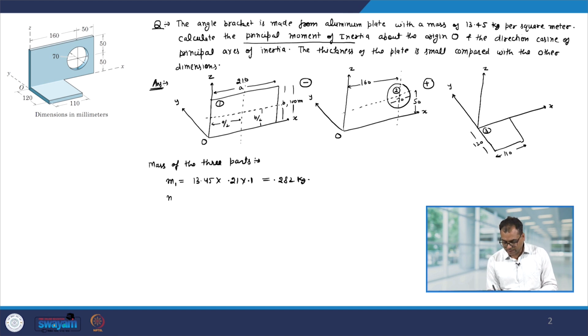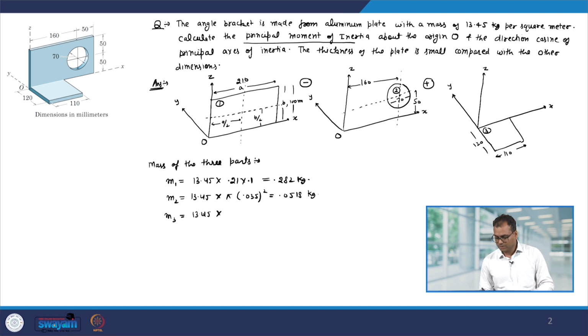The mass of the second part m2, which is removed, will be equal to the density multiplied by the area, so pi into r square, 0.035 square, and that will be equal to 0.0518 kg. The mass of the third part will be the density multiplied by the area. So, 0.12 into 0.11 and that is equal to 0.1775 kg. Now we know the mass of all the three parts. Let us calculate the moment of inertia and product of inertia of part 1 first.